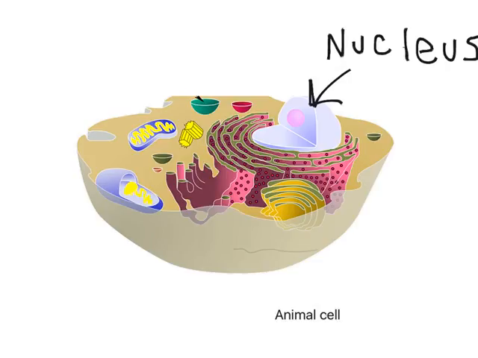Now, the job of the nucleus is kind of to function as the control center of the whole cell. If the cell had a brain, this would be it. The nucleus stores the DNA. And that's important because, like we're going to learn in the next chapter, DNA has all of the instructions for living things.